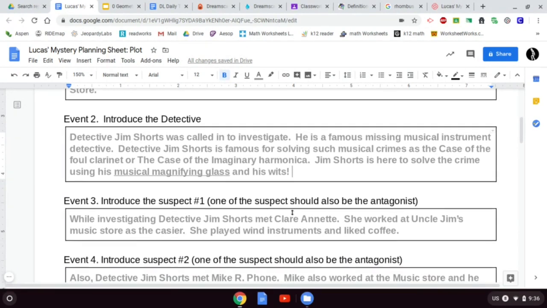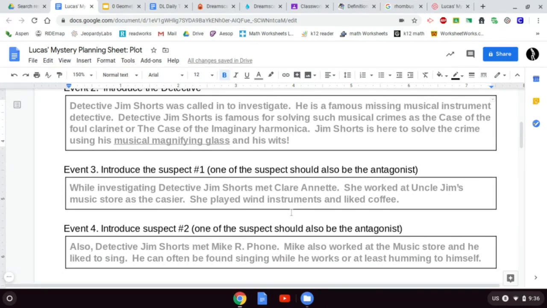Third event, introduce the suspect. One of the suspects should also be the antagonist. That's the guy who committed the crime. The bad guy. While investigating, Detective Jim Shorts met Claire Annette. I was also very proud of that name. She worked at Uncle Bob's music store as the cashier. She played wind instruments and liked coffee. I left in 2 very specific things about her. She played wind instruments and she likes coffee. Because at some point, we're going to need a clue that's going to make us think, hey, maybe it was Claire Annette.